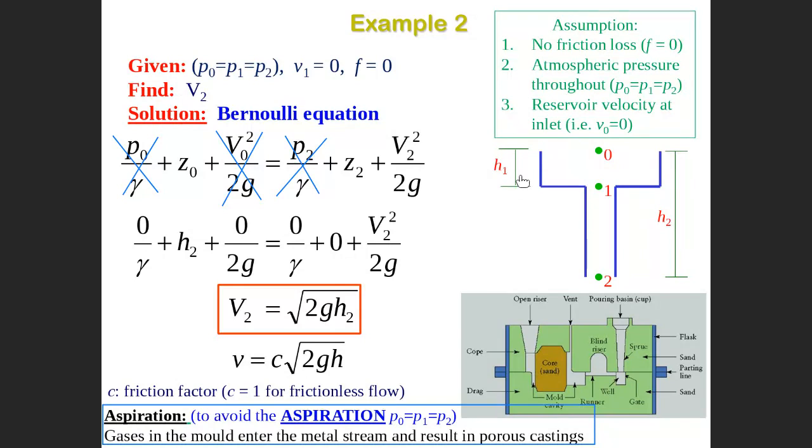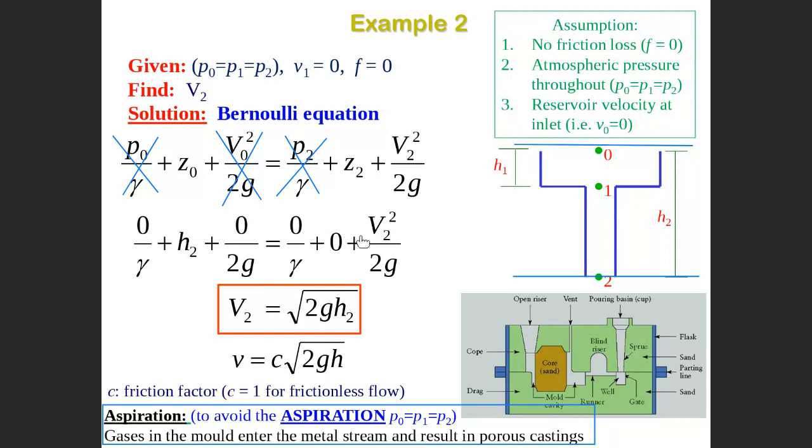The difference here is H2. Then put the reference anywhere. If you put the reference at 2, for example, then Z2 equals 0. You agree? Z2 equals 0 and Z0 equals H2. Someone said, no, I don't want that, I would like to put it here. No issue. If you put the reference here, then Z0 equals 0 and Z2 equals minus H2, it will be the same. Bringing it to the other side, it becomes H2.